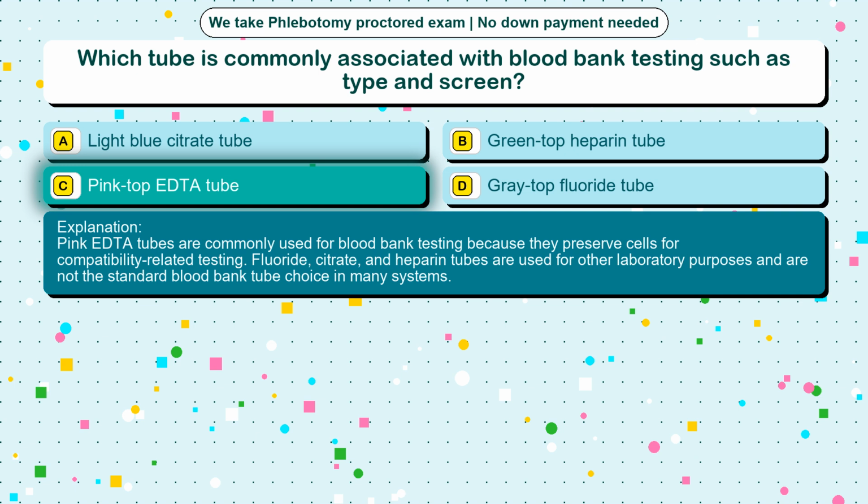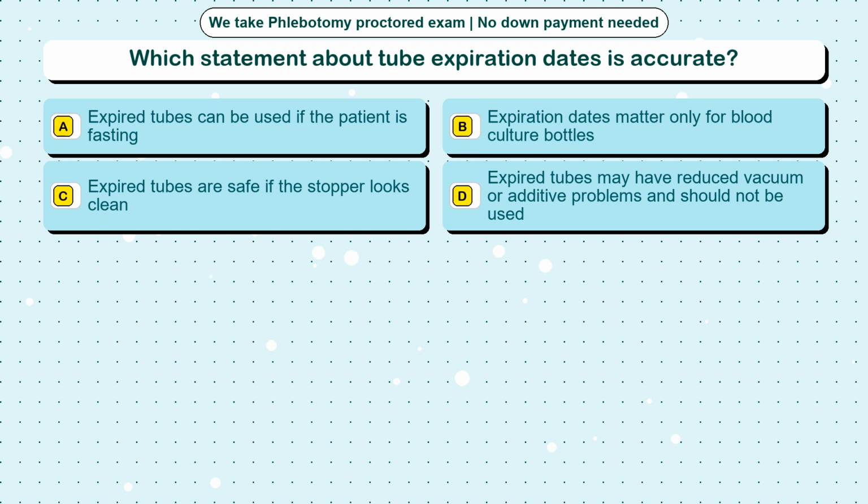Pink EDTA tubes are commonly used for blood bank testing because they preserve cells for compatibility-related testing. Fluoride, citrate, and heparin tubes are used for other laboratory purposes and are not the standard blood bank tube choice in many systems. Question 18. Which statement about tube expiration dates is accurate?